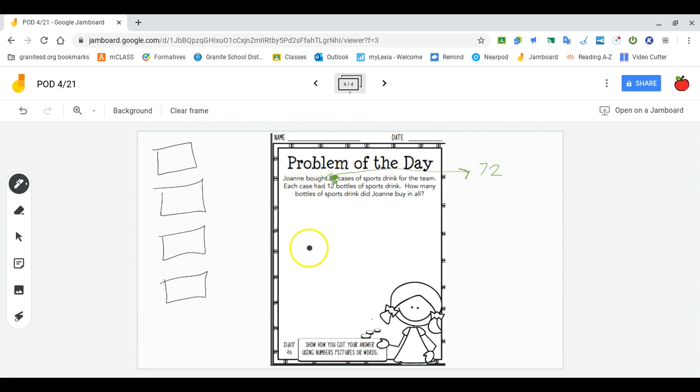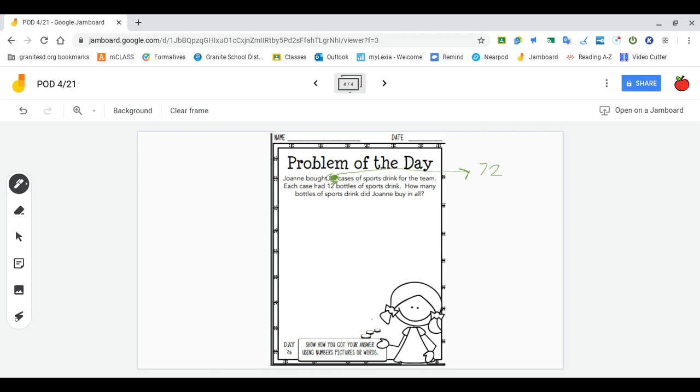Each case had 12. 1, 2, 3, 4, 5, 6, 7, 8, 9, 10, 11, 12. That's even a lot for one case. So that's 12 bottles in one case, and I need to do that 72 times. That's going to take me the rest of the day, and you would have to watch me do this for the rest of the day. That doesn't make a lot of sense. So we're going to start with something easier.